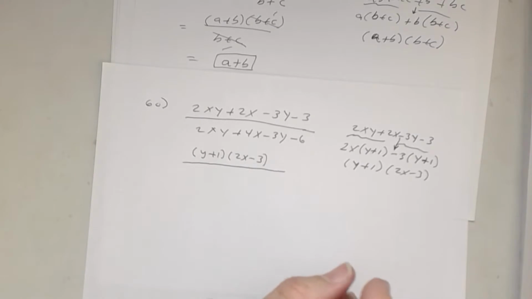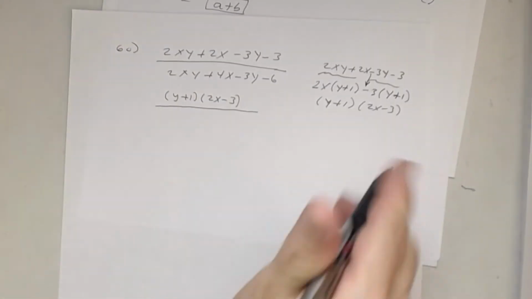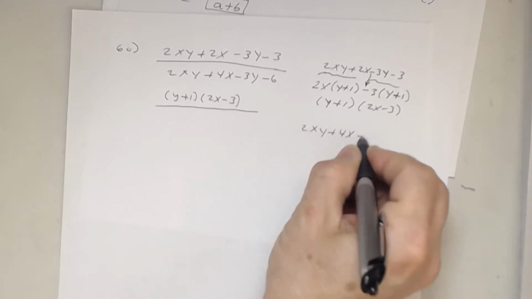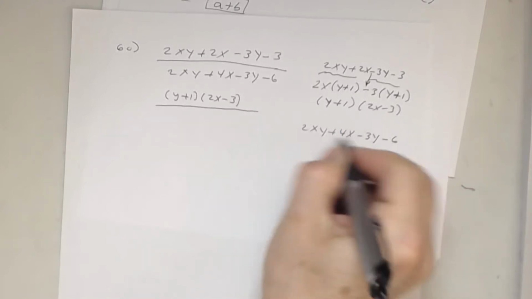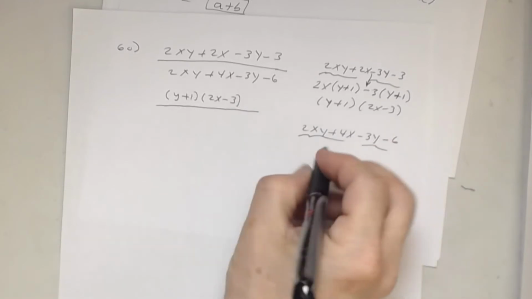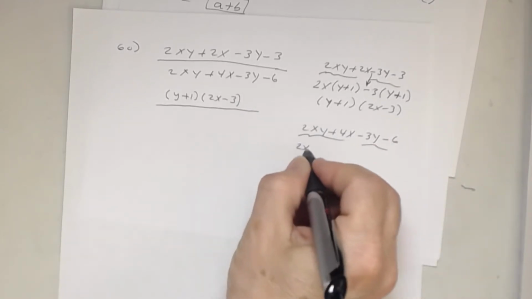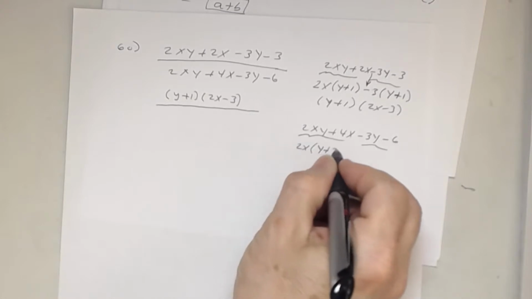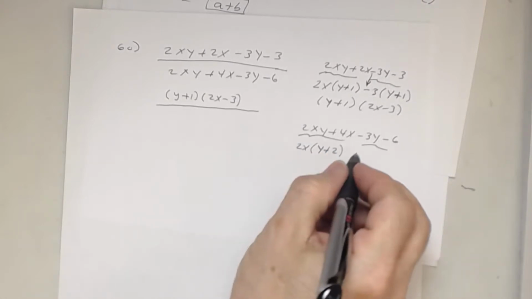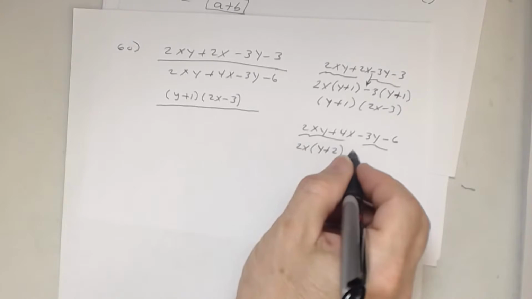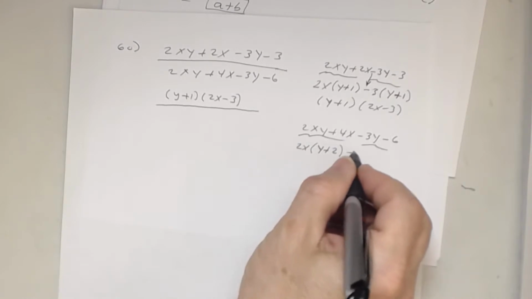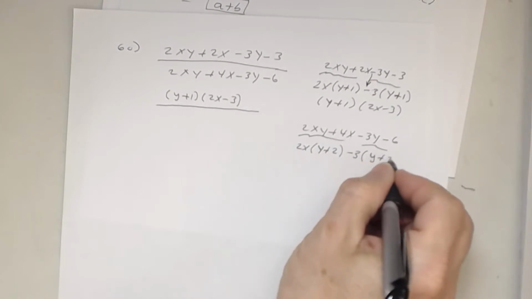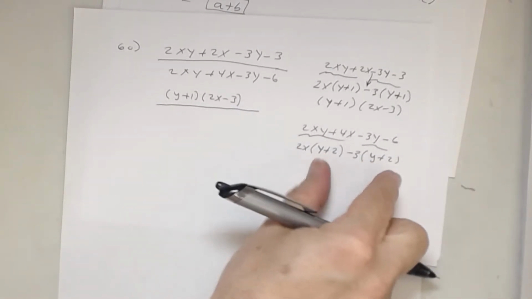All right, so that's the numerator. Okay, now the denominator, let's do that one. From the first group, what can I take out? 2x again. What are you left with? y plus 2. Okay. In the second group, what can you take out? What are you left with? y plus 2. Those two things in parentheses better be the same.